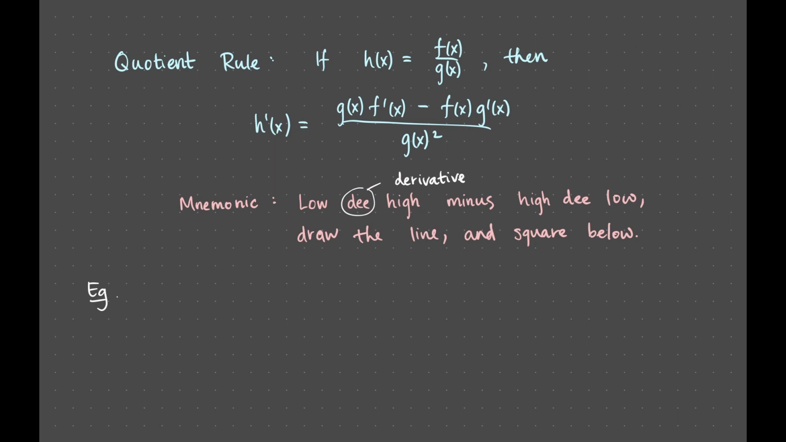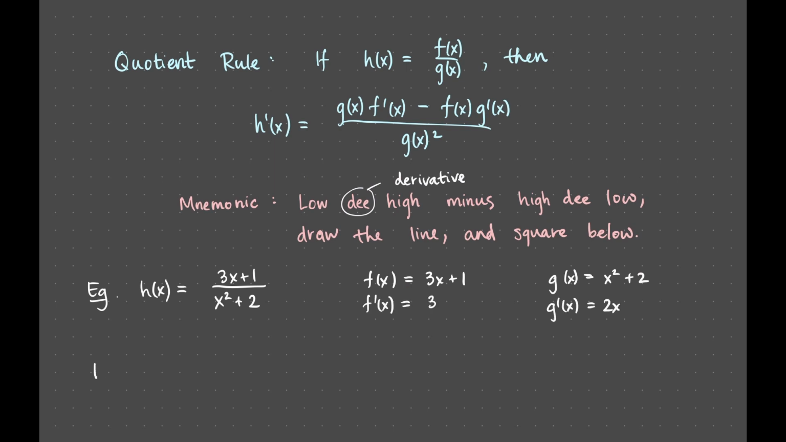Suppose that h is the function h of x equals 3x plus 1 over x squared plus 2. To find the derivative, we'll use the quotient rule. Let's write f of x for the numerator and g of x for the denominator. Then we can compute the derivatives too. f prime is just 3 and g prime is just 2x.